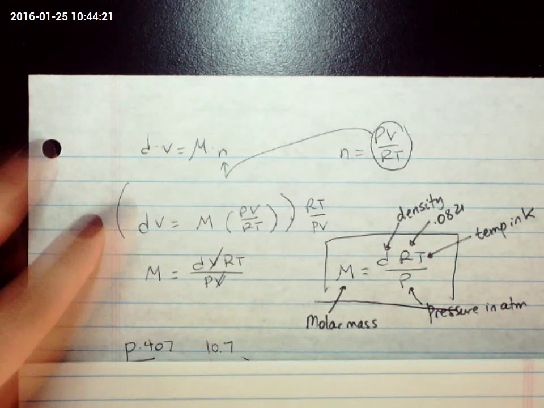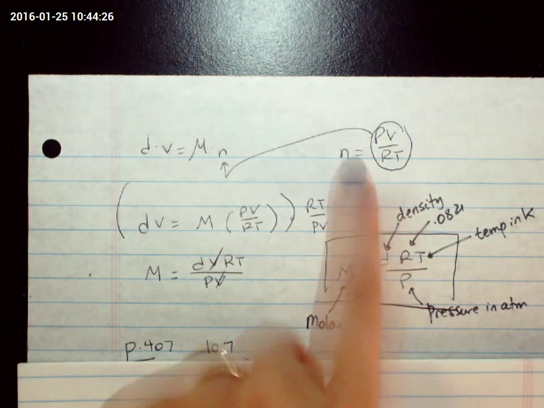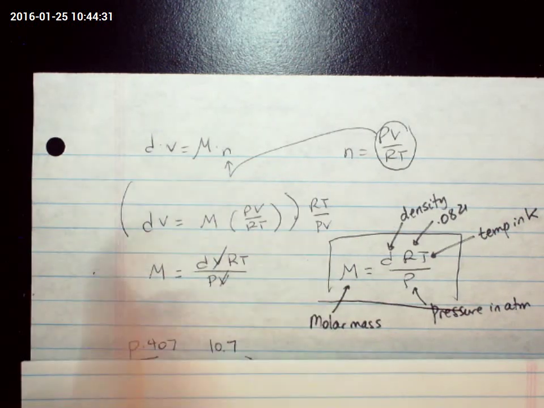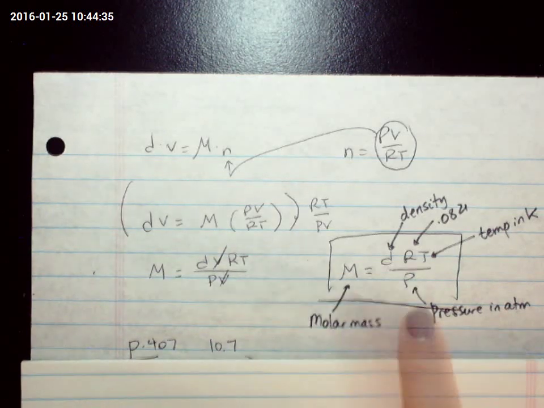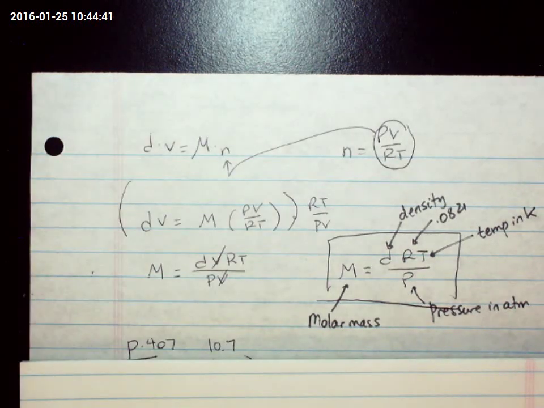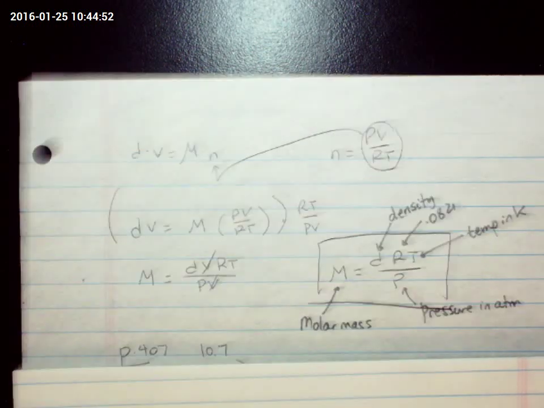Okay? So if you take d V equals m n, and then you solve the ideal gas law for n, and you substitute PV over RT for n, you end up with this monstrosity. And if you take that equation and solve it for capital M, you end up with this equation. And you could write that whole derivation down if you really care to. Completely unnecessary. Know this. So the final equation that you're going to need for the problems that we're going to do next is M equals dRT over P.